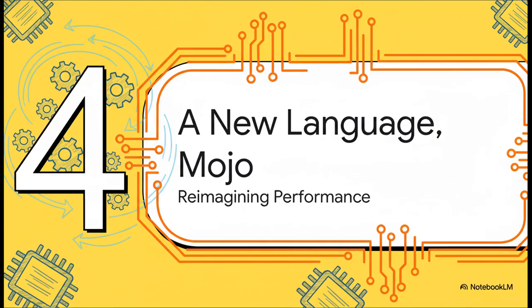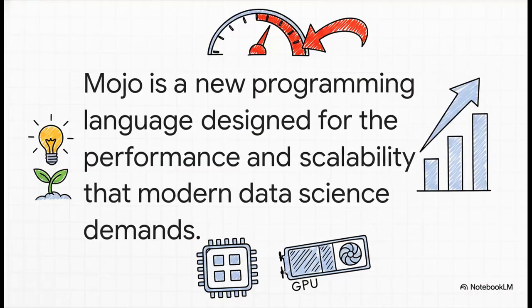Well, that brings us to Section 4, and a completely new language that was designed to avoid these kinds of problems from the get-go, Mojo. Simply put, Mojo is a fresh take on what a programming language for AI and data science should be. It was built from the ground up for the kind of performance and scale that modern problems demand and to take full advantage of modern hardware like multi-core CPUs and GPUs.